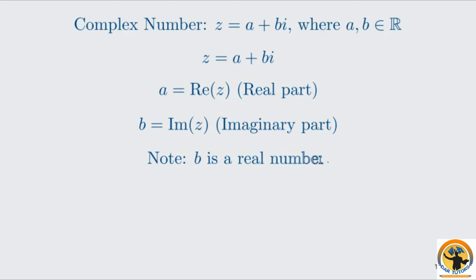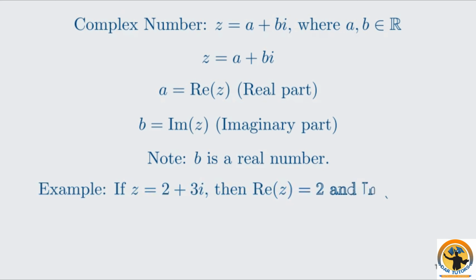It's the coefficient of i. Let's look at an example. For the number z equals 2 plus 3i, the real part, Re(z), is 2, and the imaginary part, Im(z), is 3.